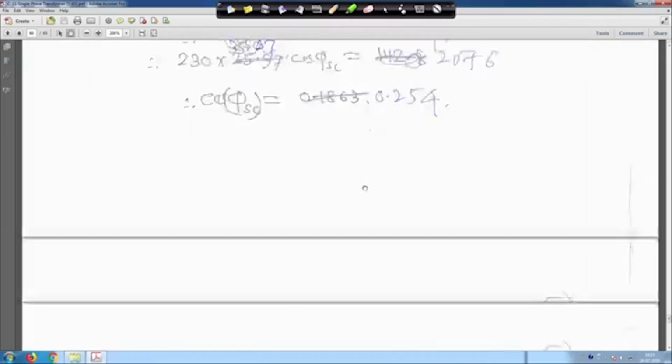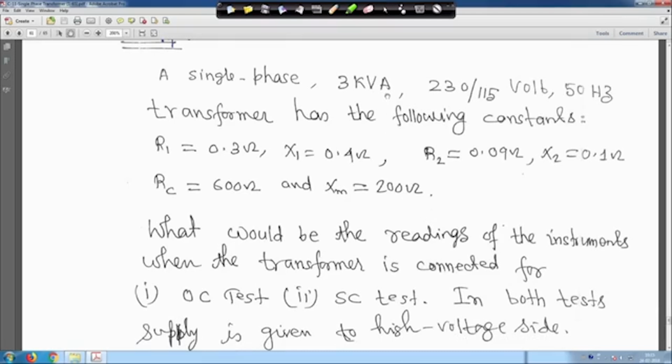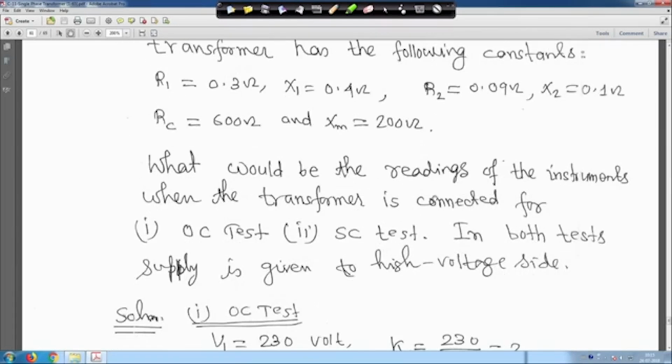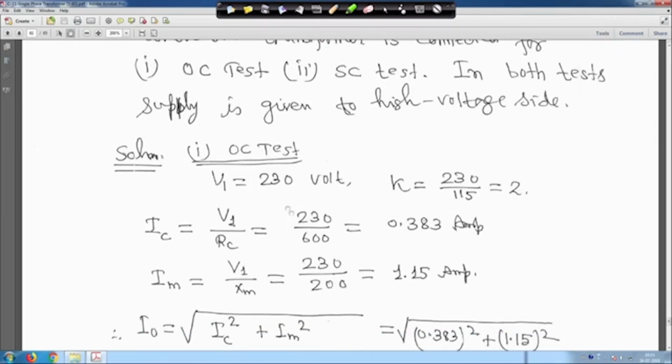So, anyway, next is a single phase 3 kVA, 230 by 115 volt, 50 hertz transformer, which has the following constants: R1 given, X1 given, R2 and X2 also given, and RC, the core loss component resistance, is given, and the magnetizing component reactance is given, right, everything is given. Now, what would be the readings of the instruments when the transformer is connected for the open circuit test and the short circuit test? In both the tests, supply is given to the high voltage side, right. Now, open circuit test, V1 is equal to 230 volt, K is the turns ratio or voltage ratio, 230 by 115, which is equal to 2.